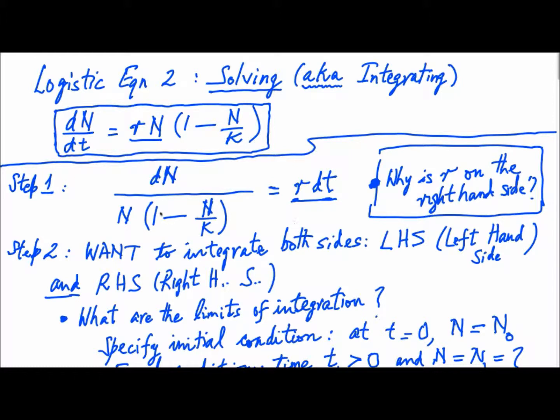Now, to solve this, we need to integrate both sides. And we're going to call the sides the LHS, or left-hand side, it's here. And the RHS, or right-hand side, which is here. The RHS is pretty simple, right? And so we ought to be able to integrate that. The LHS, on the other hand, looks messier, and so we're going to have to figure out how to deal with that.